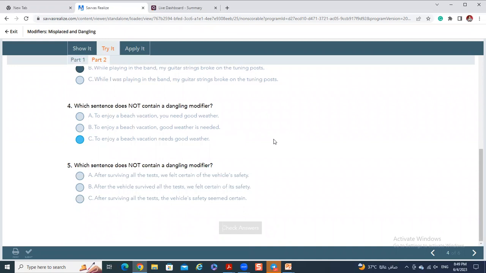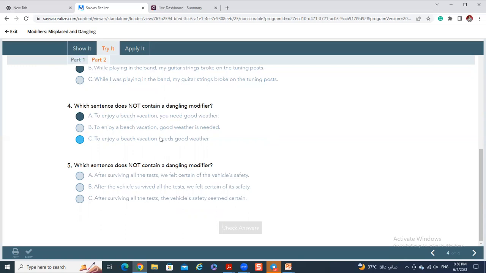To enjoy a beach vacation, you need good weather. To enjoy a beach vacation, good weather is needed. To enjoy a beach vacation needs good weather. Which one is right? A. Okay. Engineer Taha, the last one.